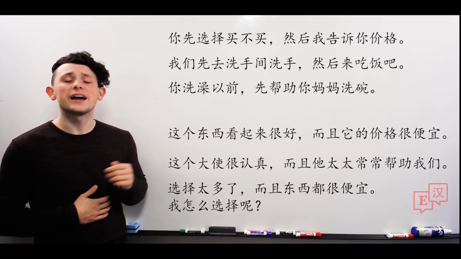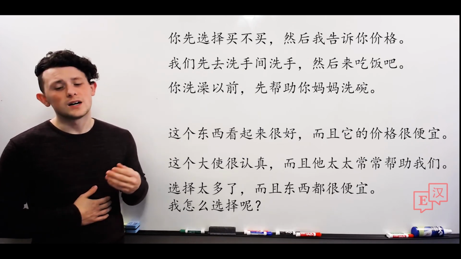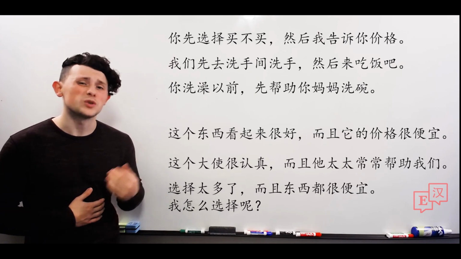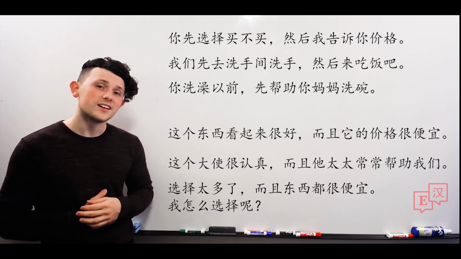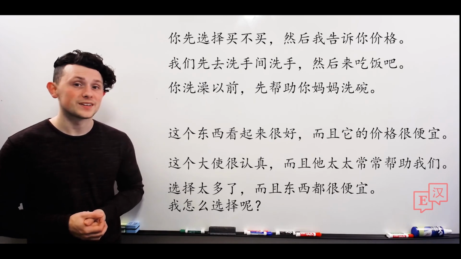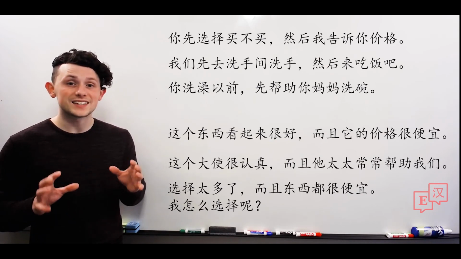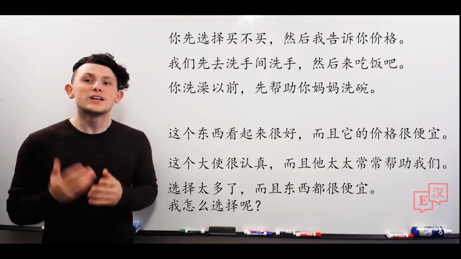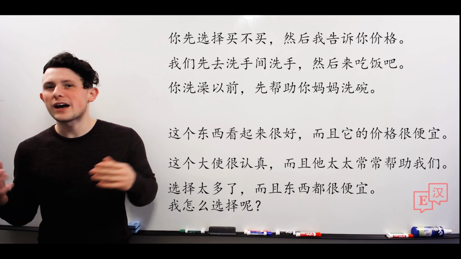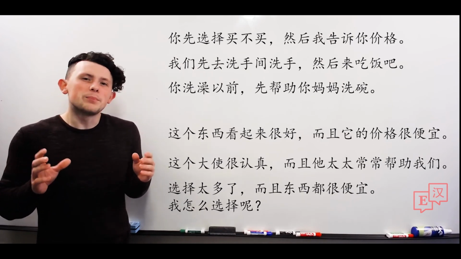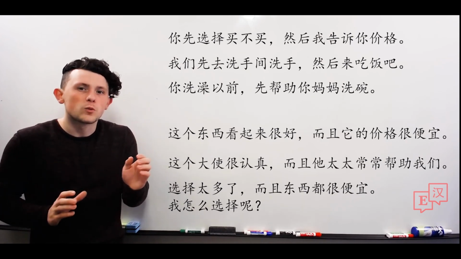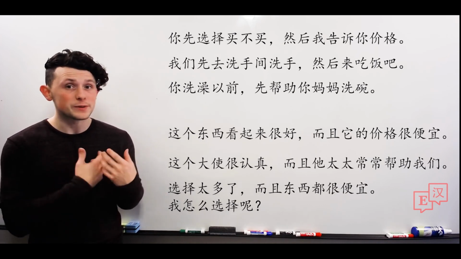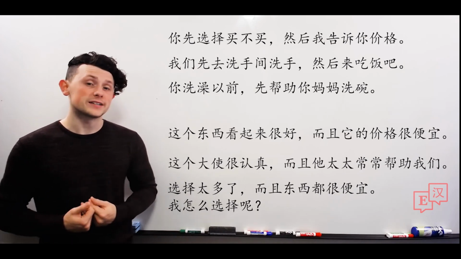选择太多了啊，而且东西都很便宜，我怎么选择呢? That's all for our sentences and grammar. I hope that this lesson has helped you understand how sequencing works, how to tell a more efficient story. Now, 先 seems maybe like you can leave it out, not use it, or use it, but having these logical sequencers will make it really, really easy for a Chinese individual or a native level speaker to understand what it is you're trying to say.